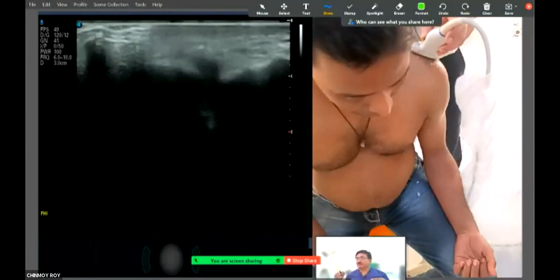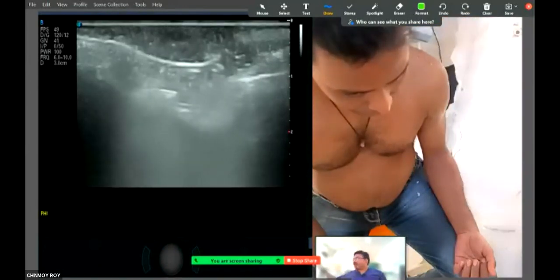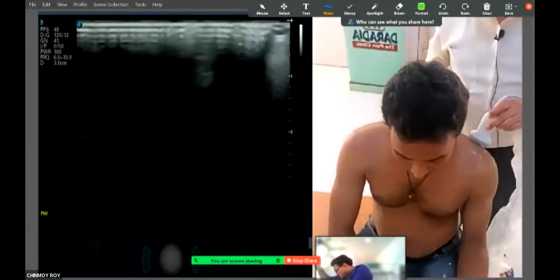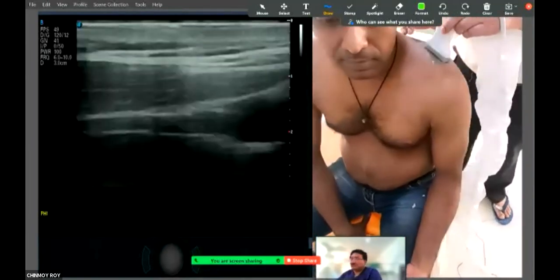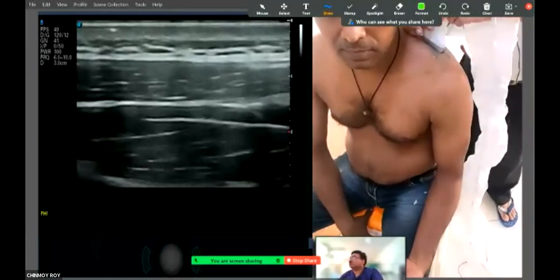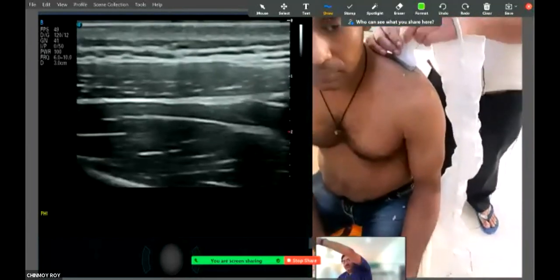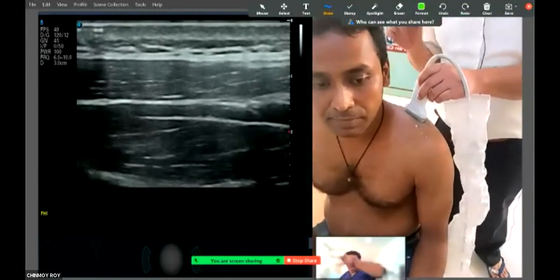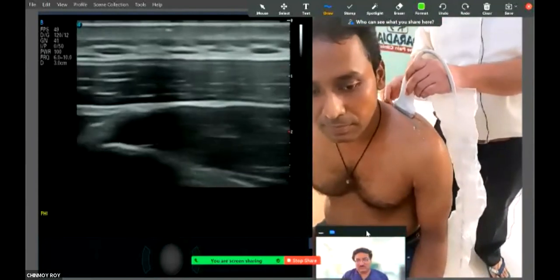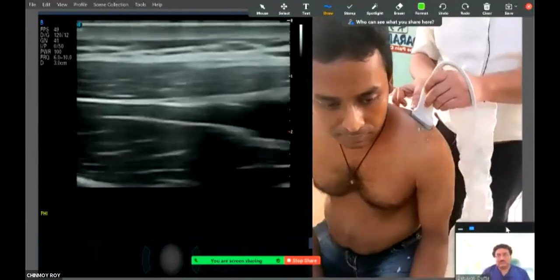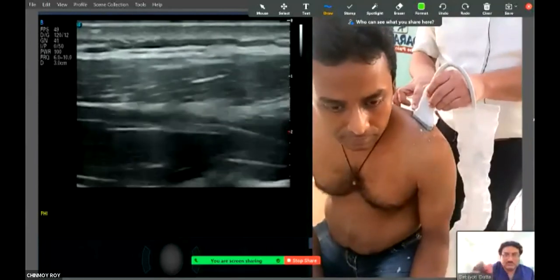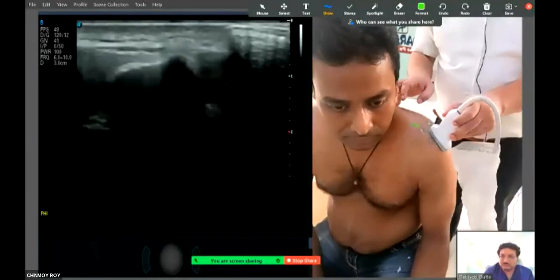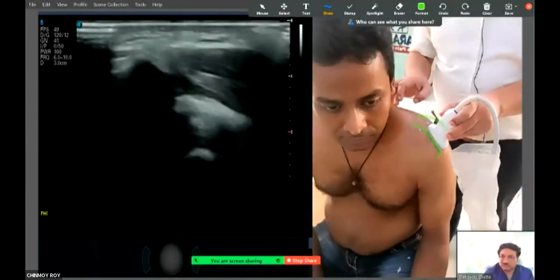Okay, so if I put my probe like this, then first what we will see here, as I told, the superficial muscle is trapezius, and then below it is the supraspinatus muscle. Trapezius and supraspinatus muscle. Medial side is the left side of your screen. If I go like this, it will be medial side, and if I go laterally, that will be the right side.